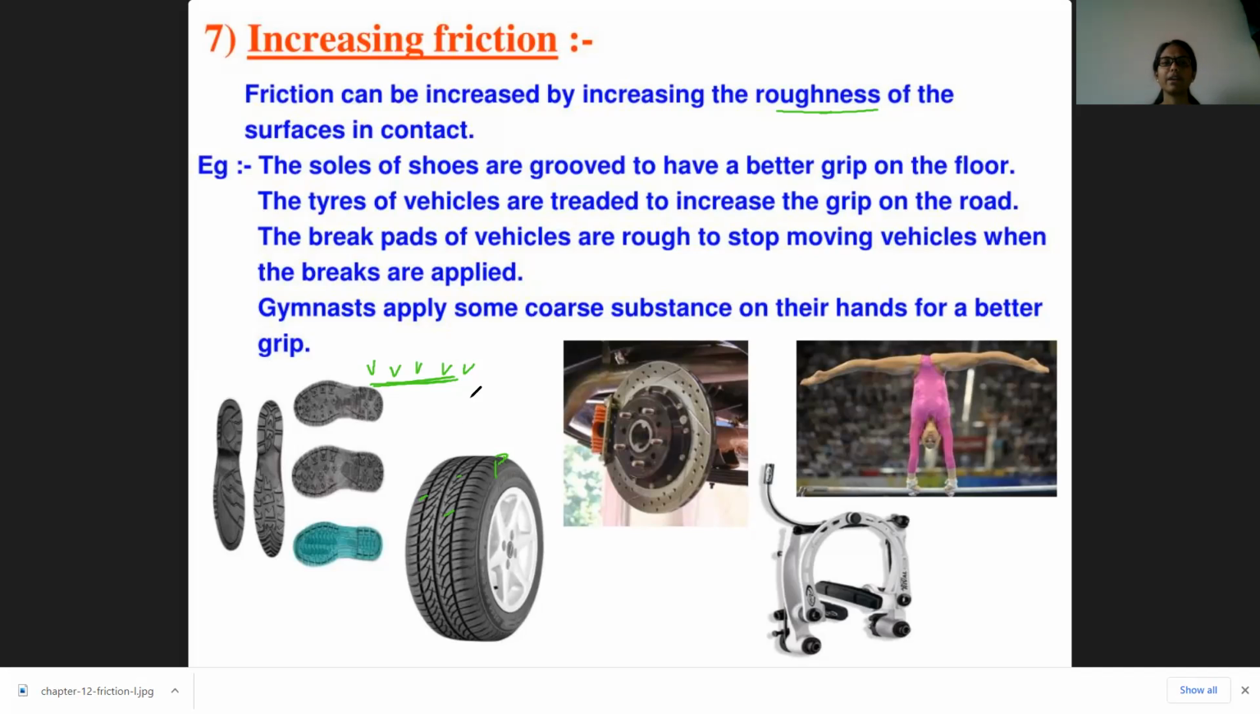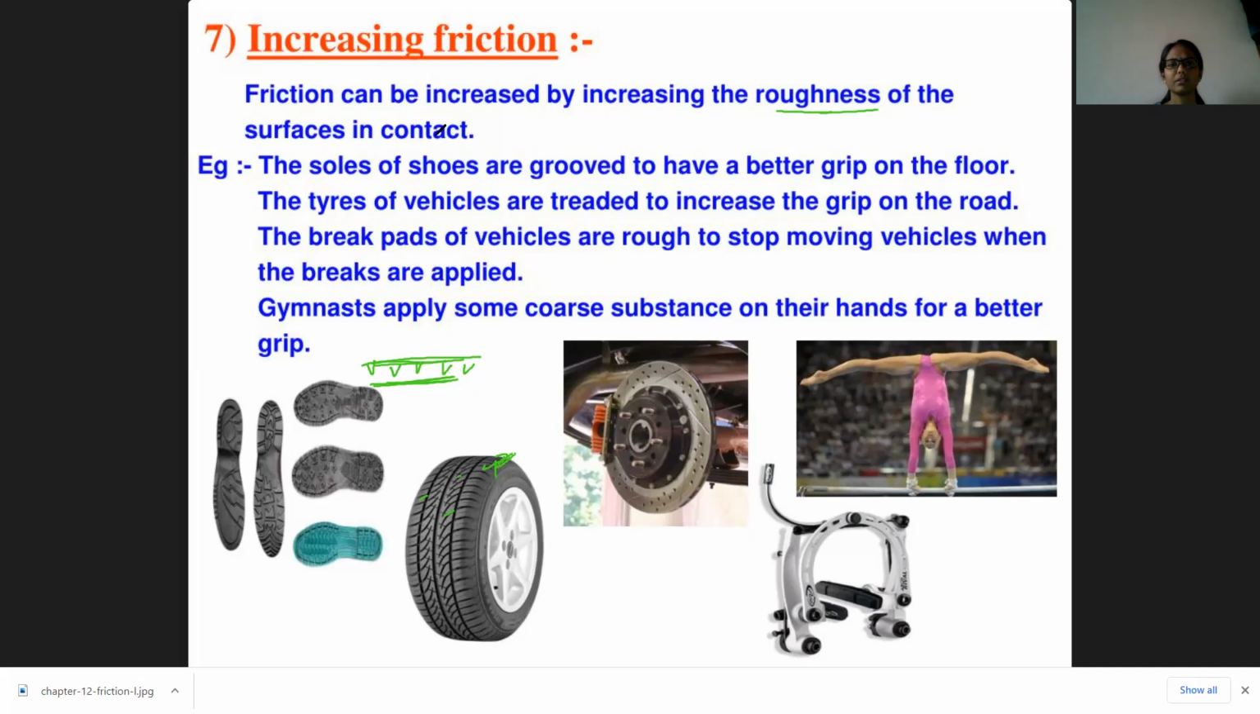That is why with old tires you can easily slip. If you put a brake, they will not stop suddenly. With new tires it is fine, but with the same old tires we cannot stop the bikes, because the friction decreases. So to increase the friction, they give grooves for the sports shoes and all, and they need to give different patterns for the tires.